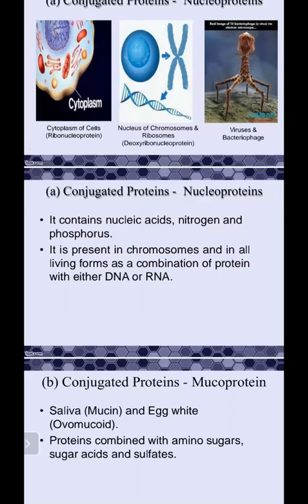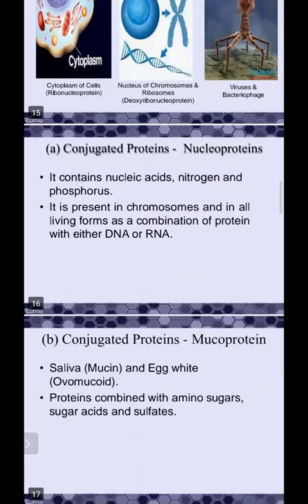As I said, in an egg two portions are there, white as well as yellow. The yellow comes under albumin, and the egg white is your mucoid. So mucoprotein is in saliva and egg white, and it can combine with sugars. We also need to cover the properties of histones, albumin, globulin, and mucoprotein.